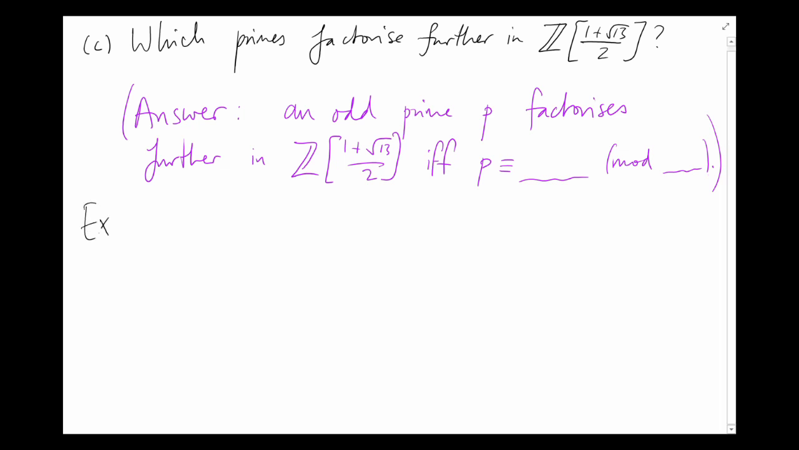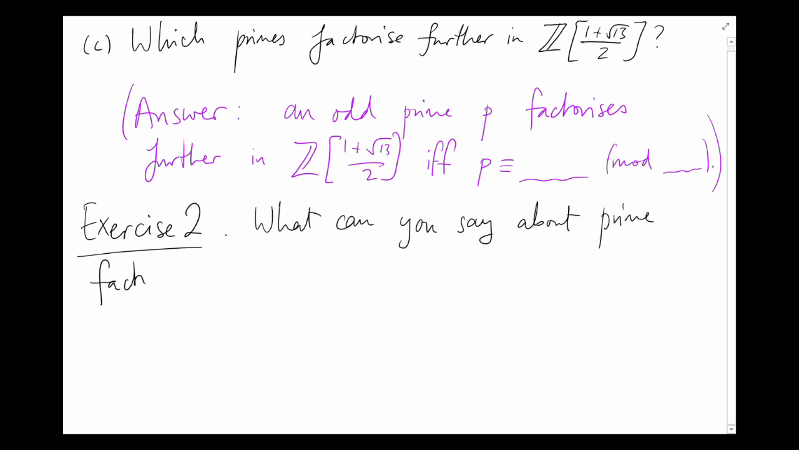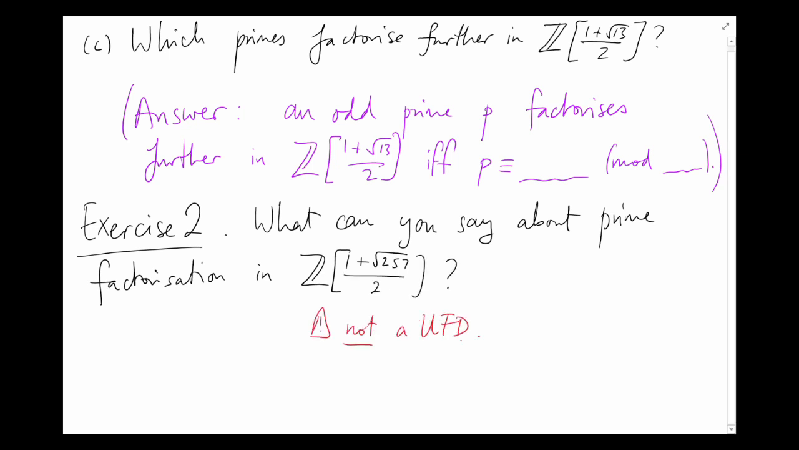Here's another exercise of a different kind. See how much you can say about prime factorisation inside Z adjoin (1 plus root 257) over 2, noting that this ring is not a UFD. Try combining the approaches of the previous two sections.